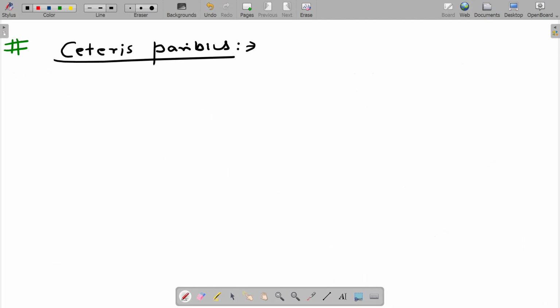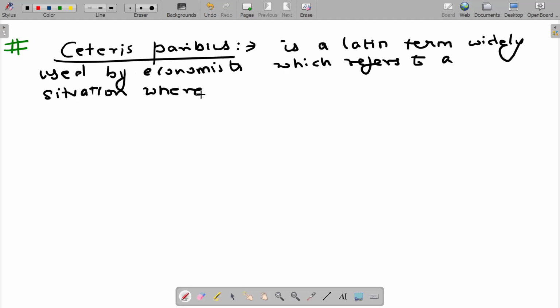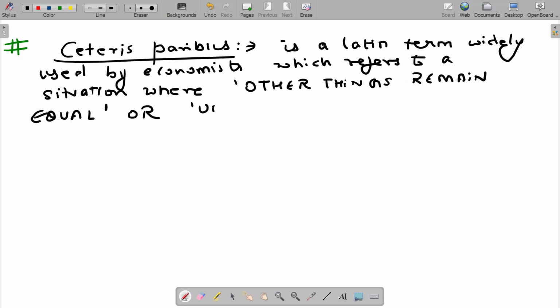Okay, so ceteris paribus is a Latin term widely used by economists, which refers to a situation where other things remain equal, or unchanged.